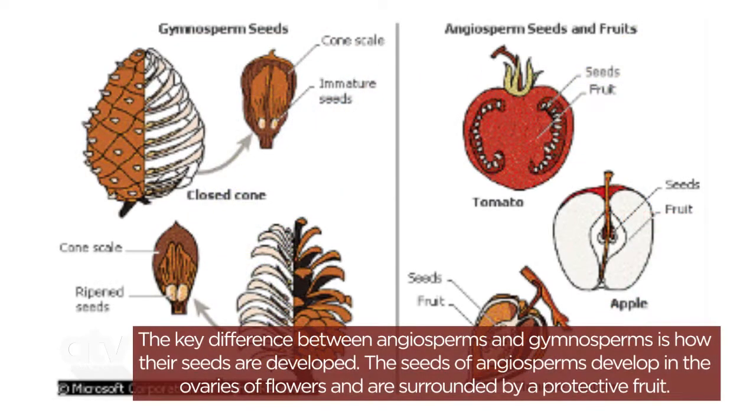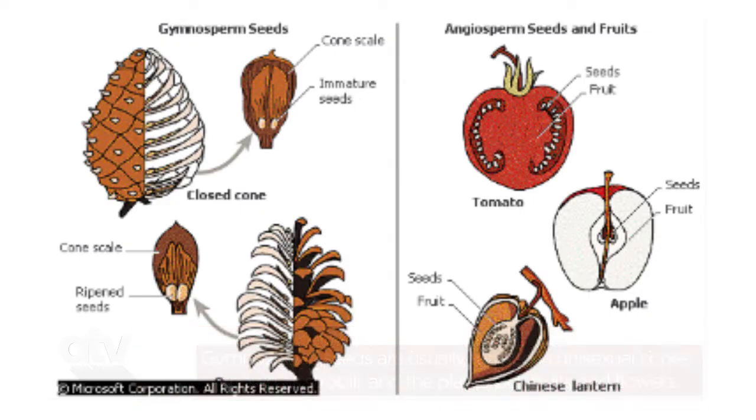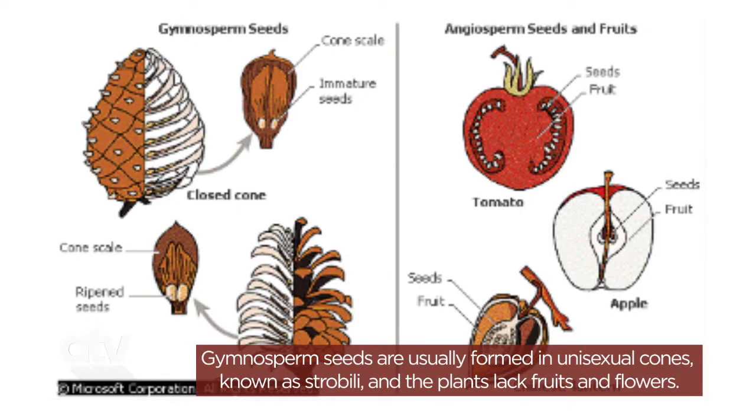The key difference between angiosperms and gymnosperms is how their seeds are developed. The seeds of angiosperms develop in the ovaries of flowers and are surrounded by a protective fruit. Gymnosperm seeds are usually formed in unisexual cones known as strobili, and the plants lack fruits and flowers.